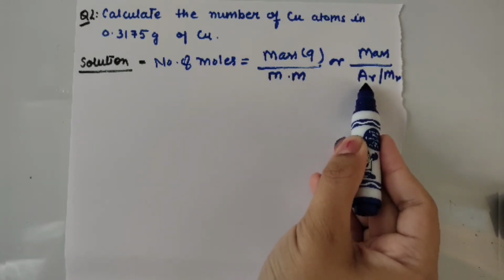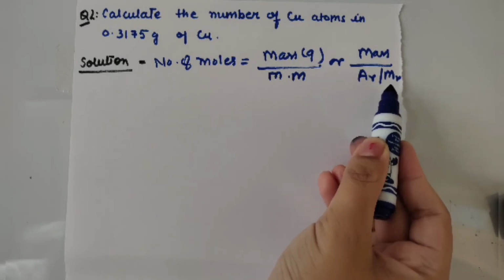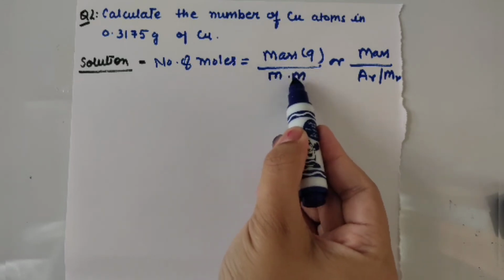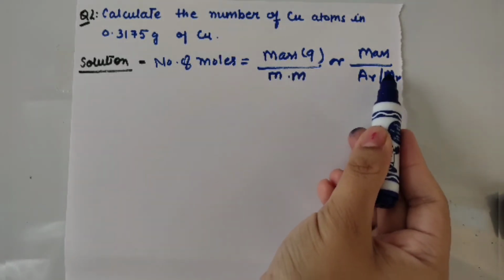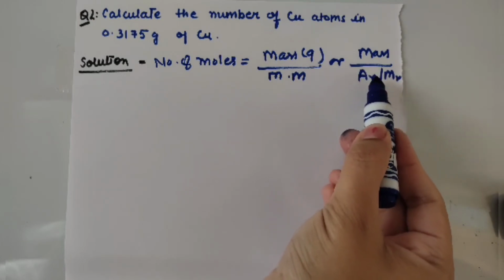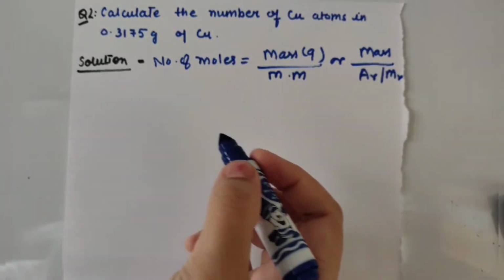AR is relative atomic mass and MR is relative molecular mass. Instead of molar mass, we can write this. You can go through my previous lecture to know more about AR and MR. So now let's solve the problem.